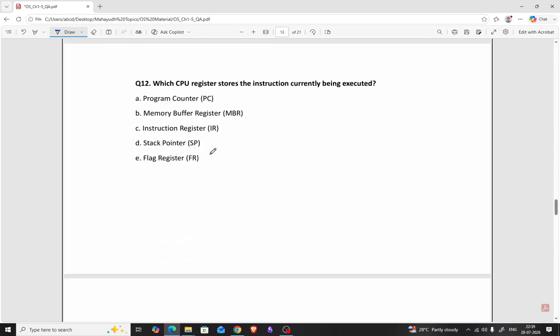Question number 12. Which CPU register stores the instruction currently being executed? So this I already explained before in another question. The answer will be instruction register.